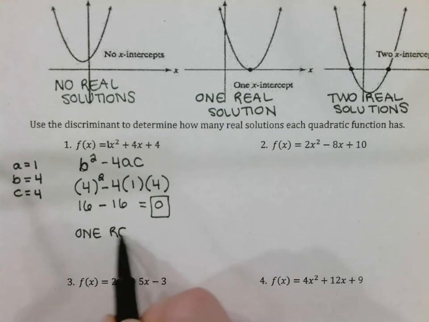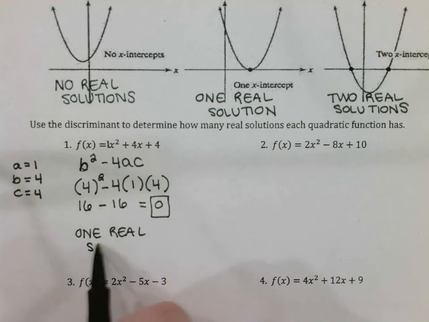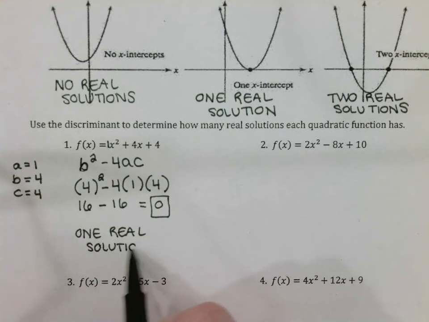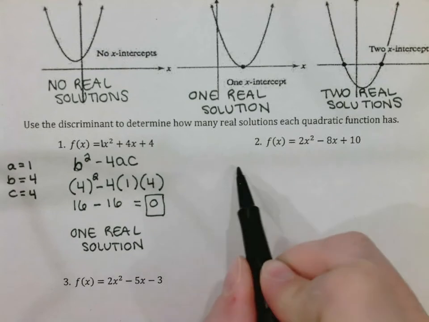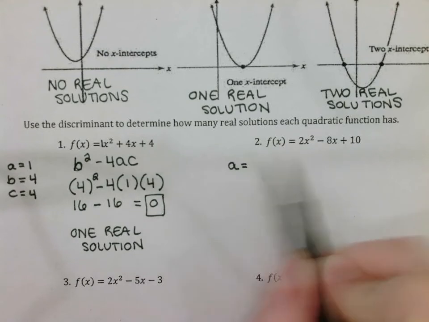One real solution. And you can shorthand this if you want. So we're going to do the same process for number 2. I'm going to start by finding A, B, and C. So in this case, A is going to be 2.